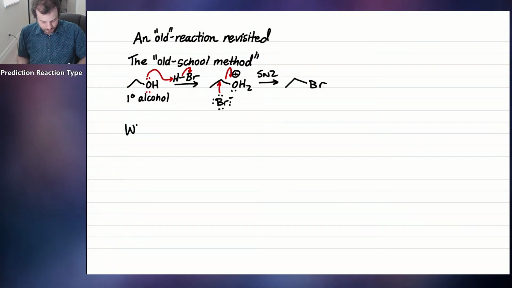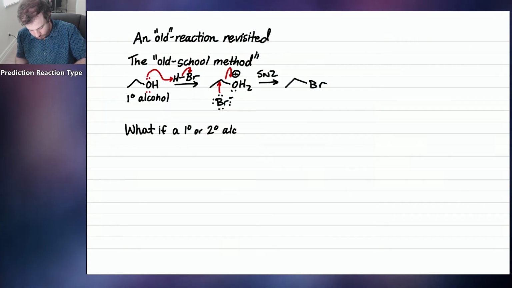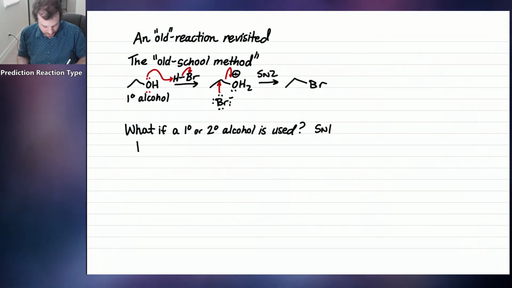So now, here's where I lied. I said it only works for primary alcohols, but actually it does work with secondary and tertiary alcohols. It just goes through a different mechanism. If a tertiary or secondary alcohol is used, an SN1 mechanism occurs. We know what happens if it's primary, it does SN2. If it's tertiary or secondary, it does SN1. So let's take a tertiary alcohol, tert-butanol.